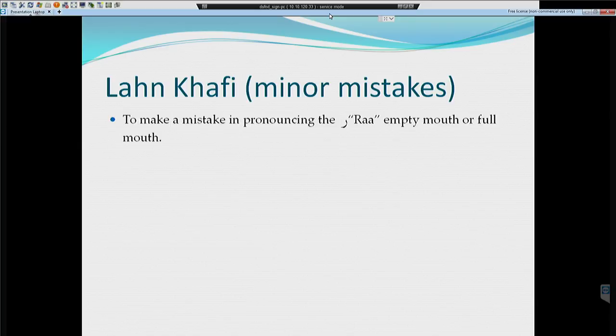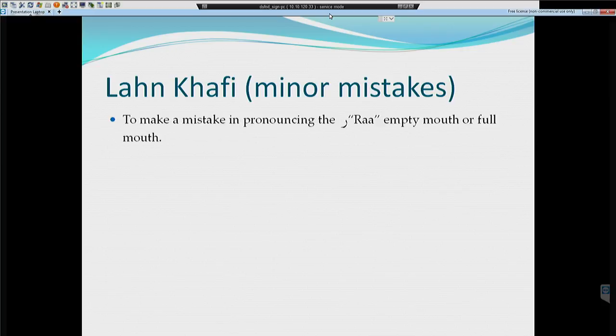The first one is to make a mistake in pronouncing the letter ra, empty mouth or full mouth. There are conditions for when ra is pronounced empty mouth, and there are conditions for when ra is pronounced full mouth. For example, in Ar-Rahman, you're supposed to pronounce it full mouth. Another example is in the word Fir'aun. There's a ra in it, but you don't pronounce it full mouth. It's pronounced empty mouth.